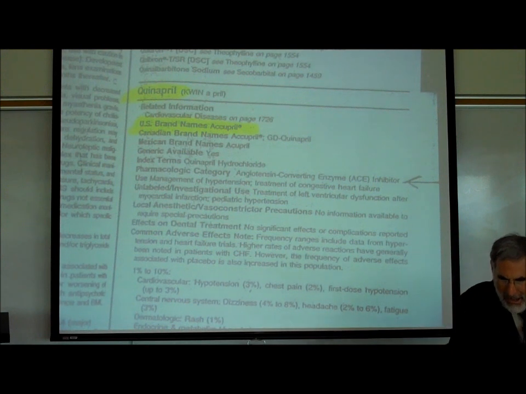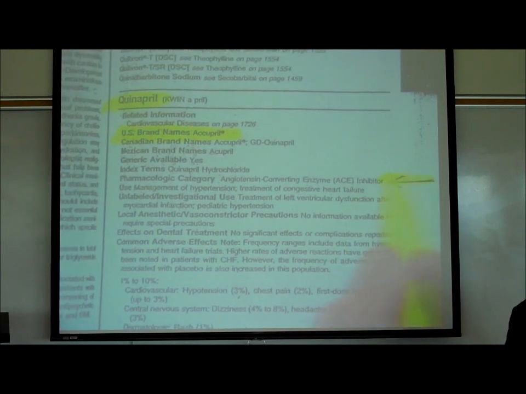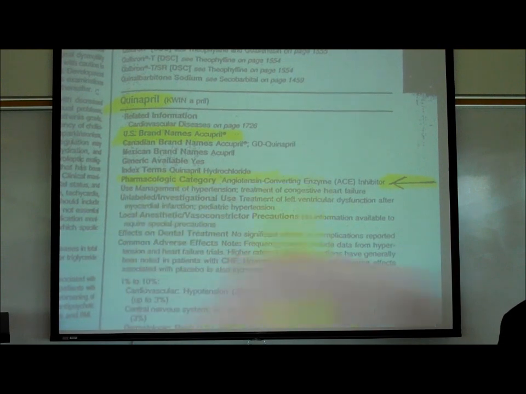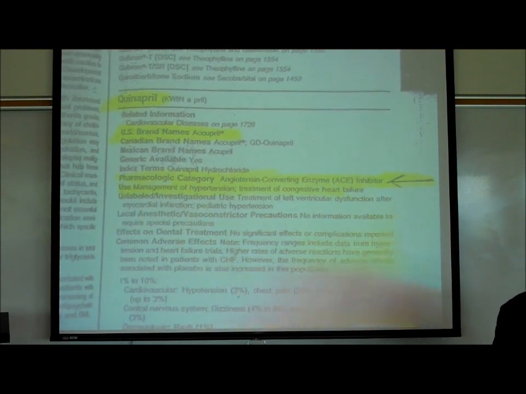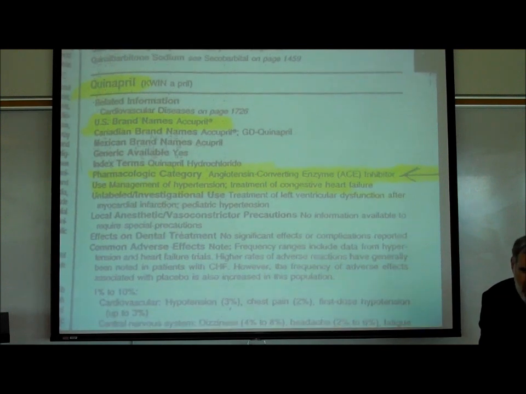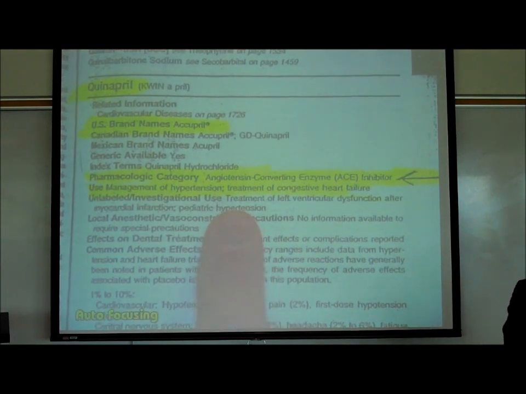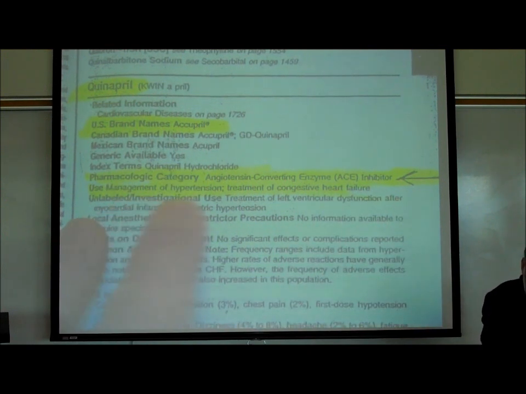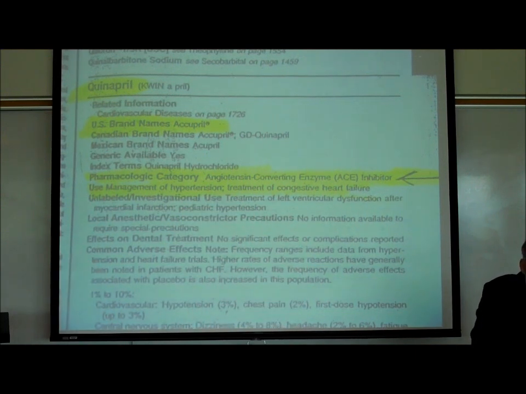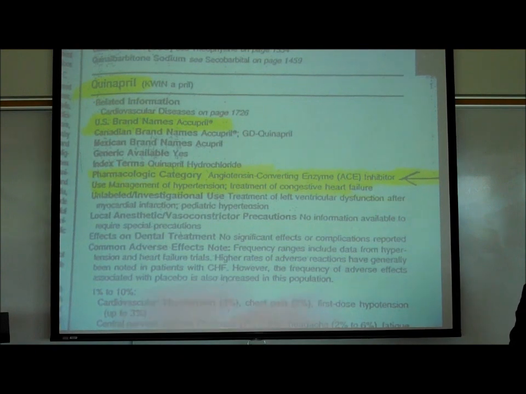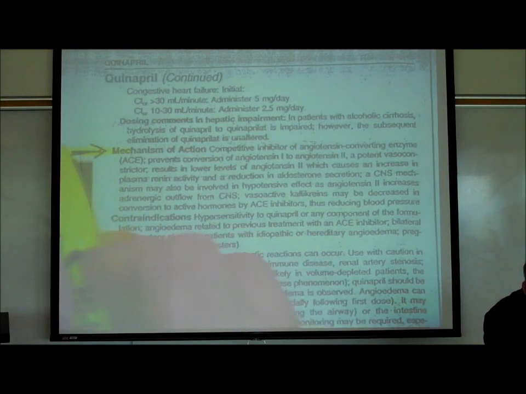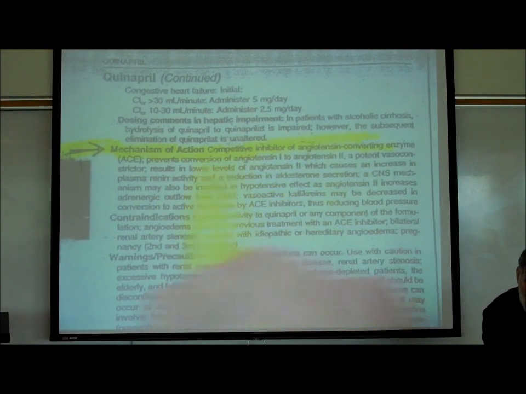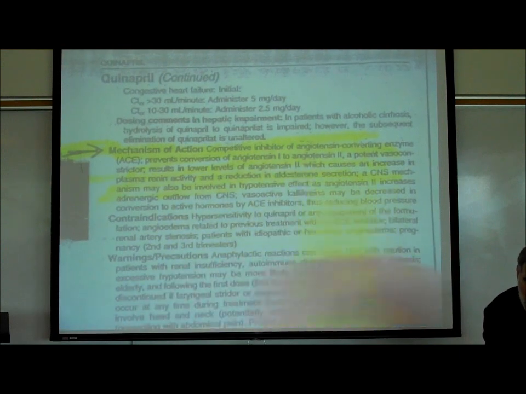I believe there's an arrow here. And so what is the pharmacologic category? Does everybody see that this drug is called an angiotensin converting enzyme inhibitor? And what are its uses in the management of hypertension, high blood pressure, and congestive heart failure? Now, I'm not going to get into all this stuff. Look on the flip side of this. All right, so under mechanism of action, where I have an arrow, how does this drug work?